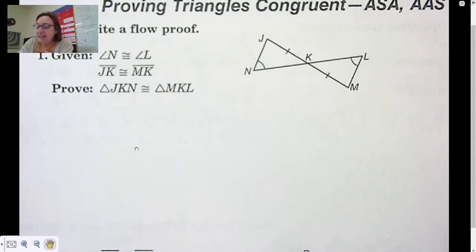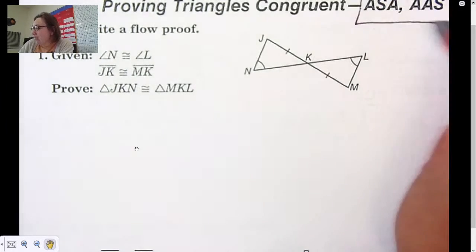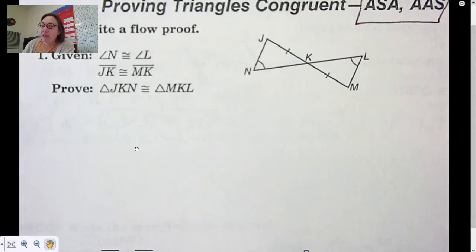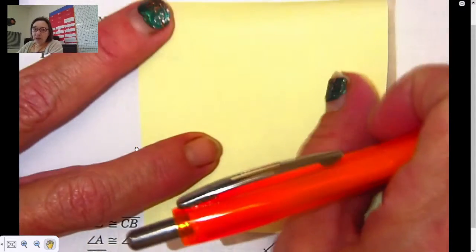All right. Now, we have a little cheat sheet here because we know that this worksheet is about angle, side, angle, and angle, angle, side. Now, I want to talk about the difference between those for a minute because I asked my second period class and they didn't have a clue. So I just want to make sure everybody understands the difference, okay?